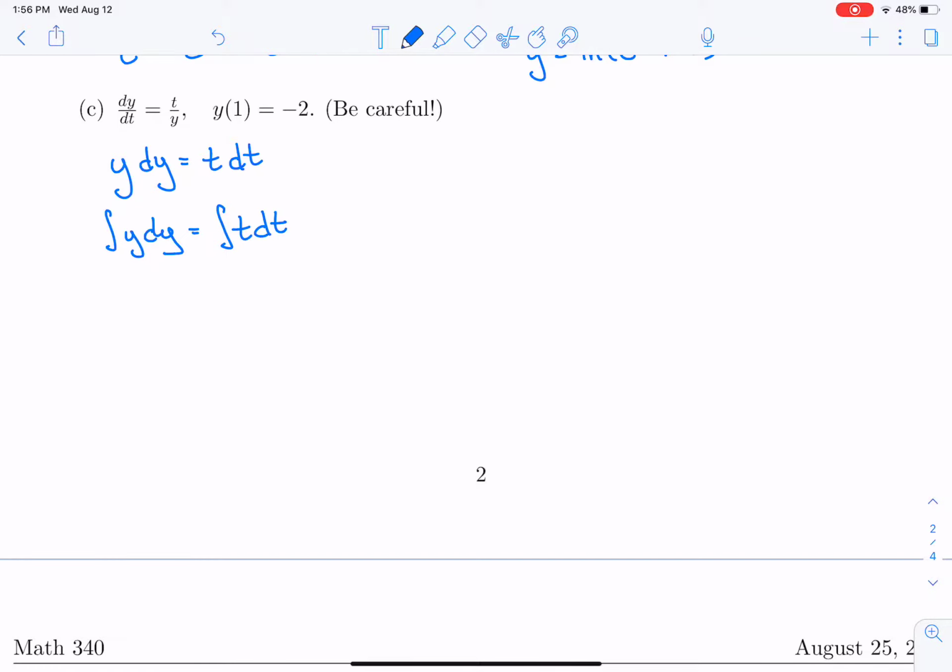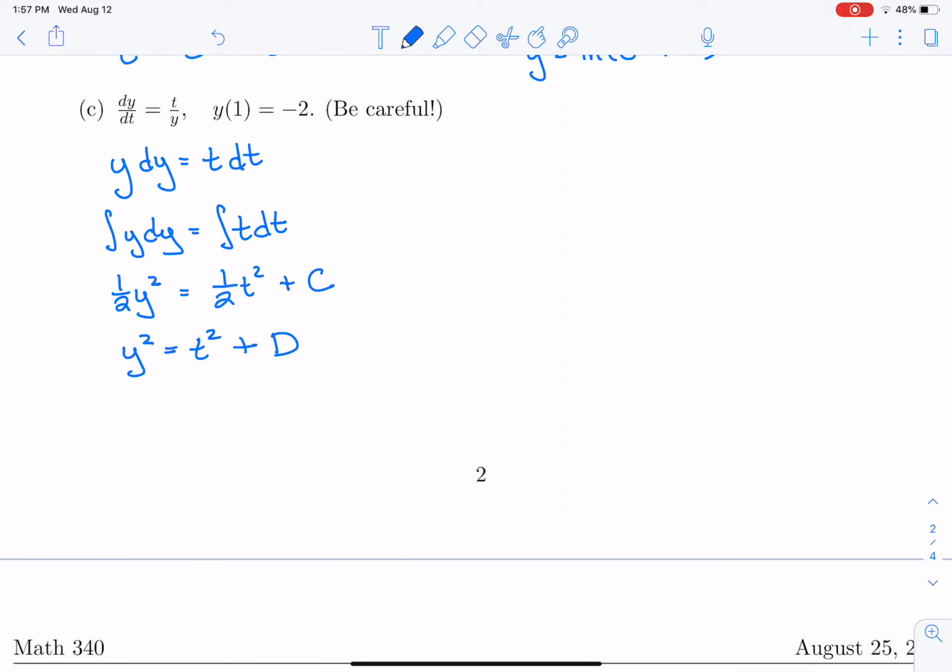So 1/2 y squared is equal to 1/2 t squared plus a constant. So y squared is equal to t squared plus 2 times c. But we don't know what the arbitrary constant is yet. So 2 times a constant is the same thing as a constant. So I might as well just write that it's another constant. I'll even give it a different name, call it d.